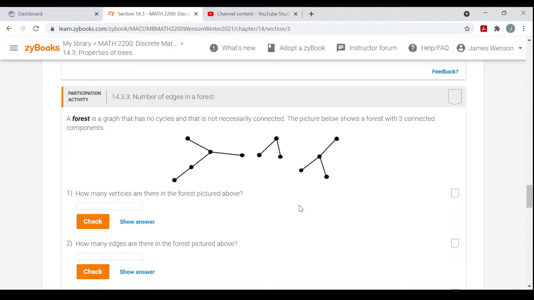Now, a tree by itself could also be called a forest with 1 tree. So any graph with no cycles could be called a forest. So every tree is a forest, right? But not every forest is a tree. This is not a tree. This is 3 separate trees. Okay, how many vertices are there in the forest? Well, let's see, there's 5 here, 3 there, that's 8. Plus 4 is 12. There are 12 vertices.